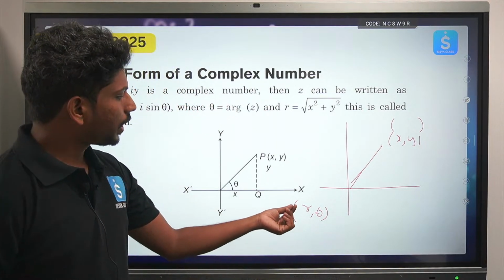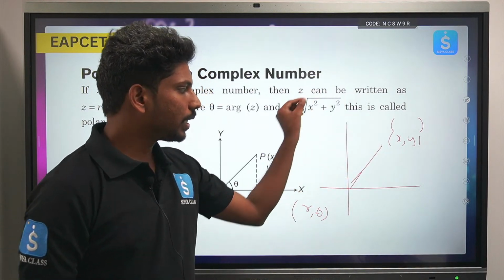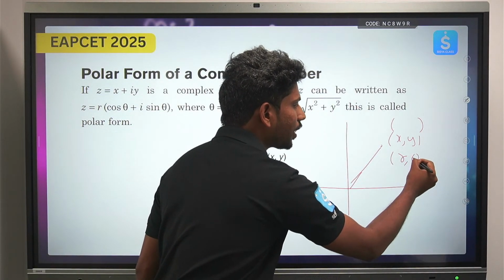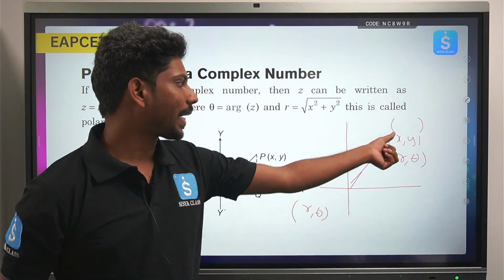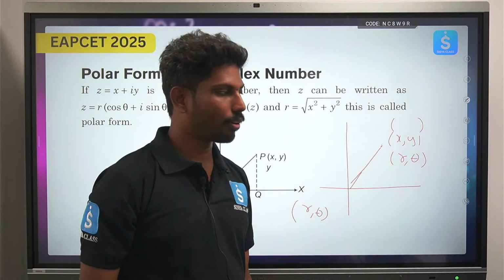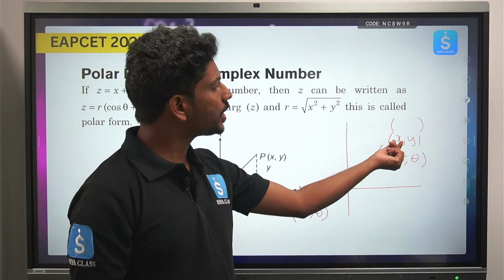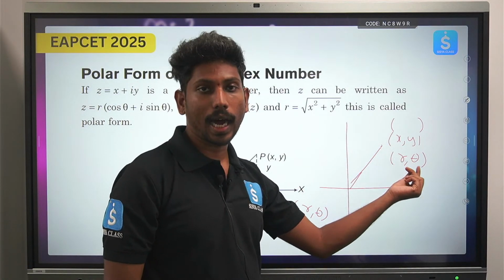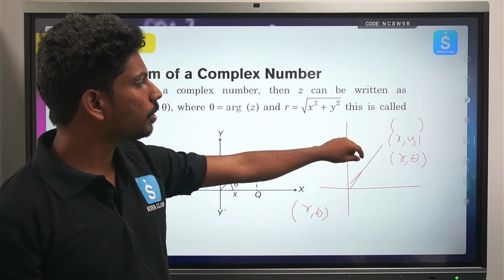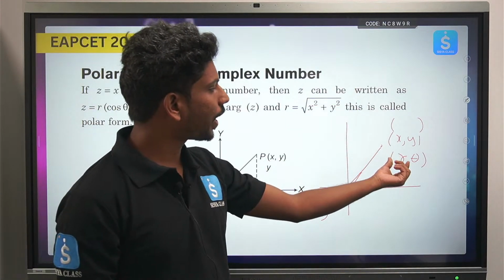That is, every point in the Cartesian plane can also be represented as r comma theta. Just as you see x and y, r and theta will be the coordinates in the polar form. Okay, so for each unique x, y, how can we find the r and theta? Every point in the Cartesian plane, we can analogously find this r comma theta.